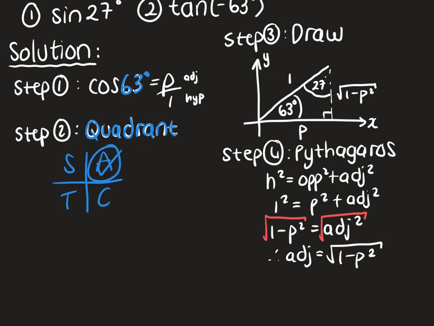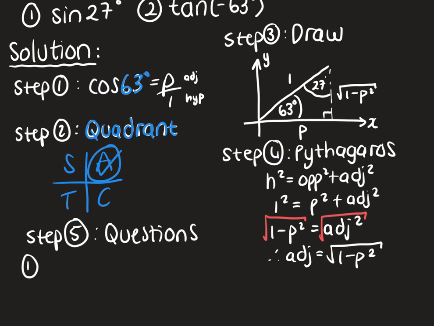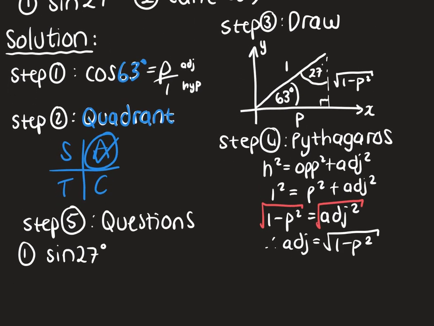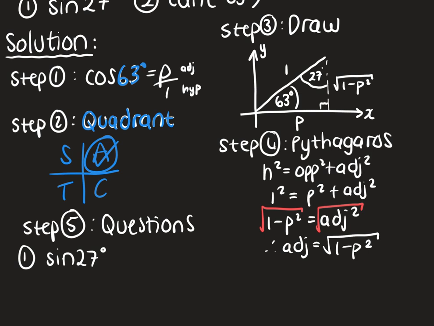Okay, great. So next, we've got step 5, which is answering the questions, right? Because our triangle is now full. So questions, let's have a look. Number 1, we've got sine of 27. Okay, so sine of 27. Sine is opposite over hypotenuse.